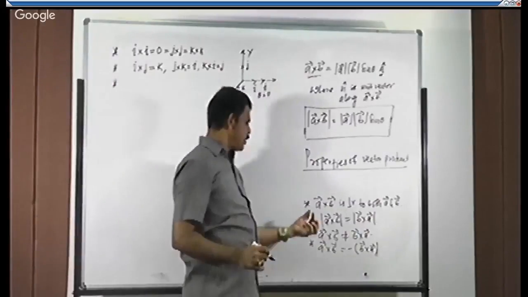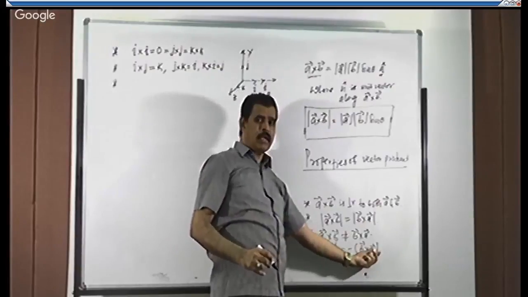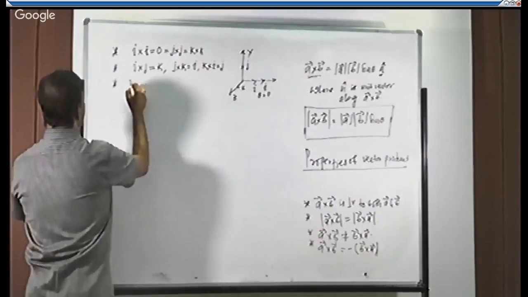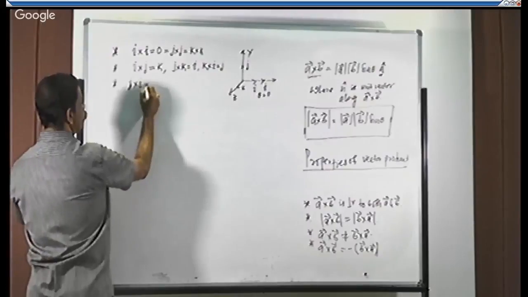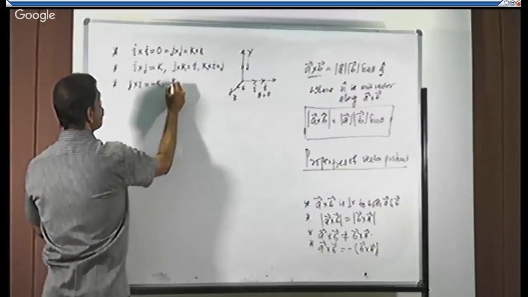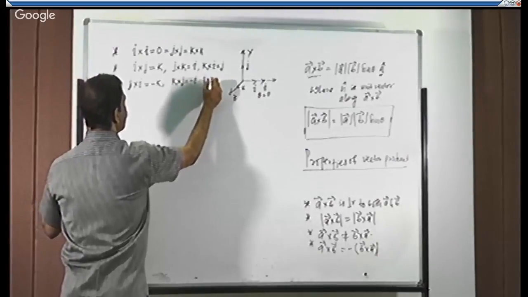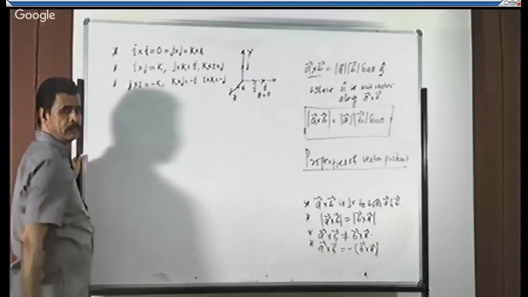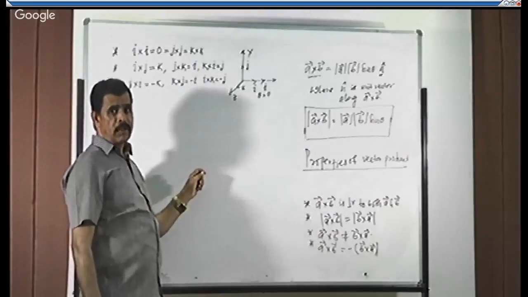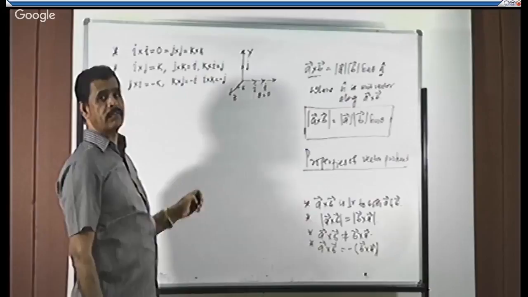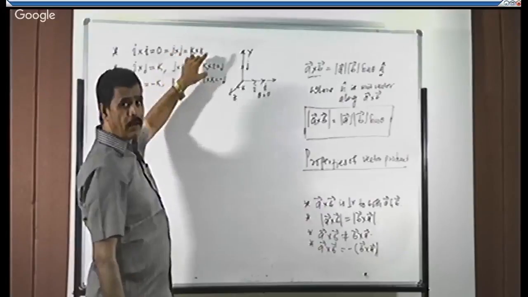Next point. As I mentioned earlier, A cross B is always equal to minus of B cross A, right? So according to that, J cross I is always equal to minus K. K cross J is always equal to minus I, and I cross K is always equal to minus J. These are the cross products of unit vectors acting along the x-axis, y-axis and z-axis. Their cross product is given in brief.